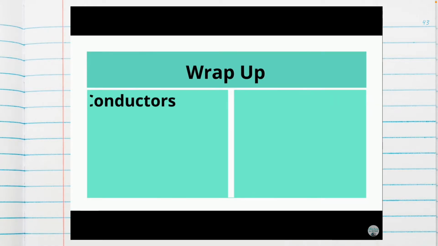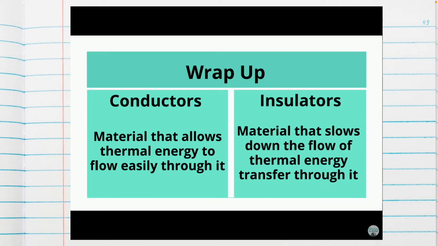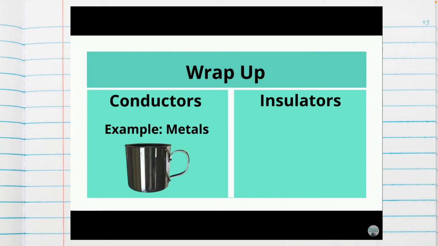Let's wrap it up. Conductors are materials that allow thermal energy to flow easily through it. Insulators are materials that slow down the flow of thermal energy transfer through it. Conductors heat up and cool down quickly. Insulators heat up and cool down slowly. An example of a conductor would be metal, and an insulator would be styrofoam.